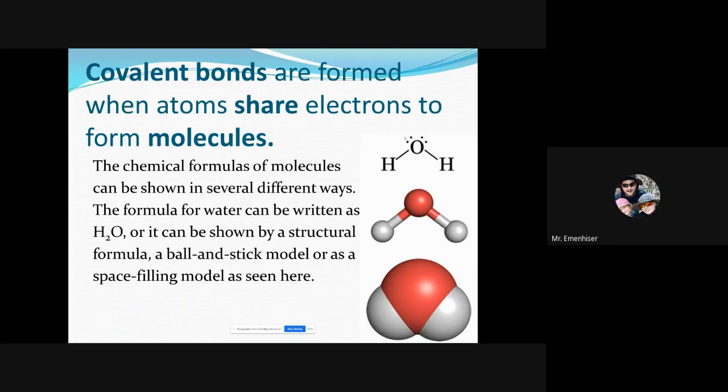Oxygen wants 8 in its outer shell. All atoms want 8 in their outer shell. 8 for oxygen, 8 for a lot of elements, and then 2 for hydrogen. Hydrogen's kind of weird. It's a smaller atom, and so its outer shell can only hold 2 electrons, and so it wants 2. So if hydrogen is bonded to an oxygen, 2 electrons are shared in that bond.